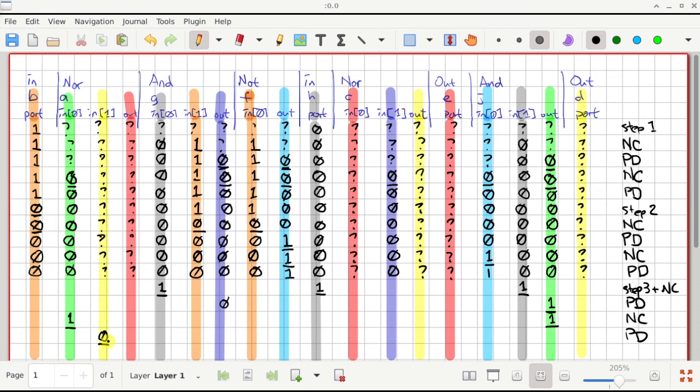Oh, on the red one. Yep. That's the output, and that becomes a 0. And that is a change because it used to be a question mark. So it is indeed a change, and that's why it is also underlined.